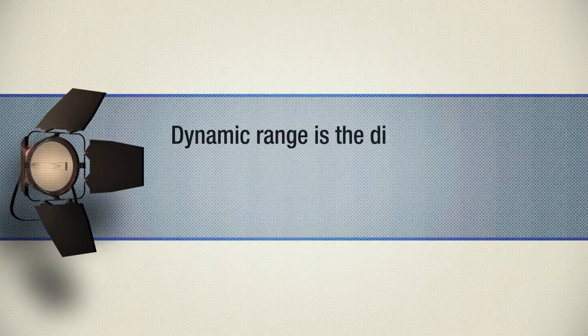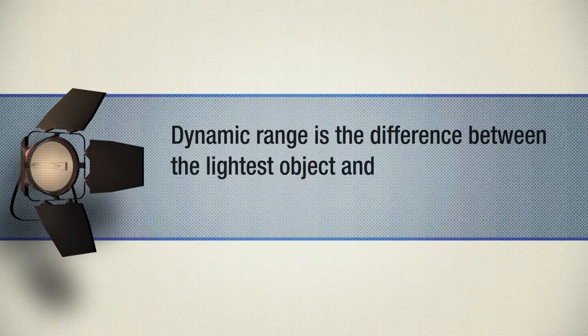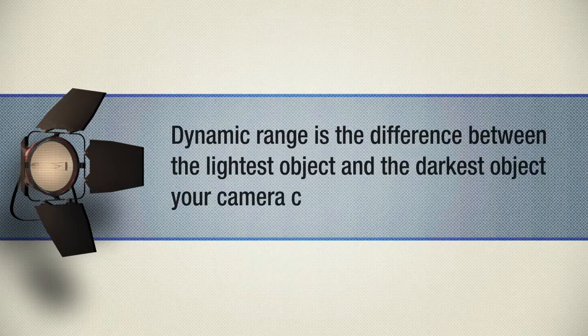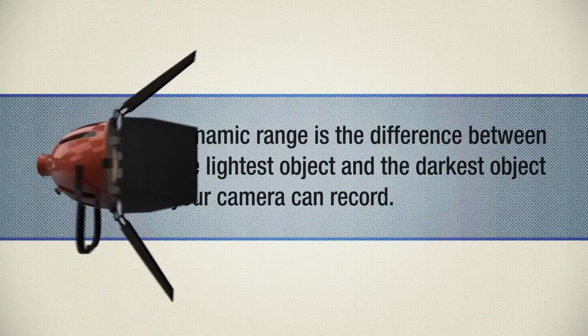Dynamic range is the difference between the lightest object and the darkest object your camera can record. An easy way to show this is by shooting an interior next to a window during the day.